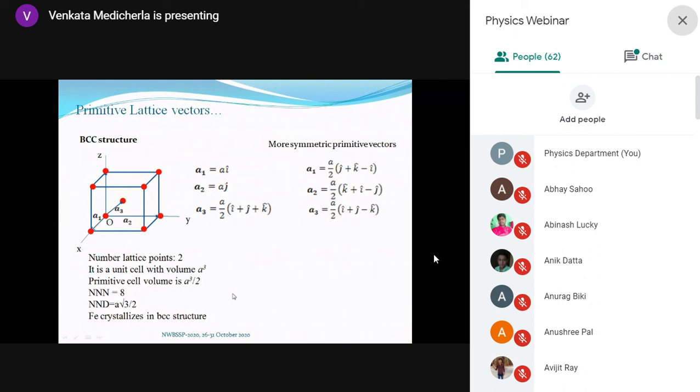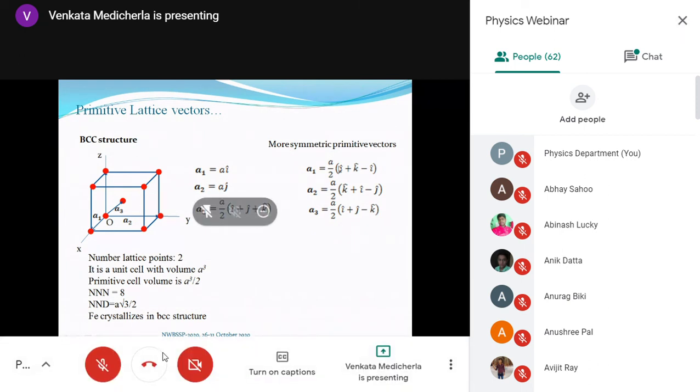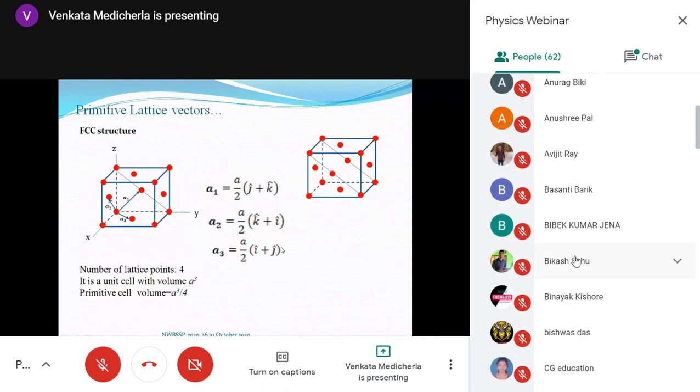So the BCC structure is also not very common. For example, iron crystallizes in the BCC structure. FCC is very common. So these symmetric vectors are very important. If you don't understand this, tomorrow I'll try to draw a big square and show you actually. Then FCC.